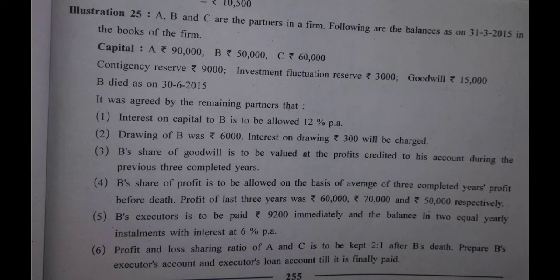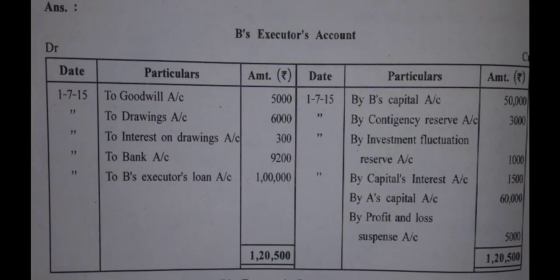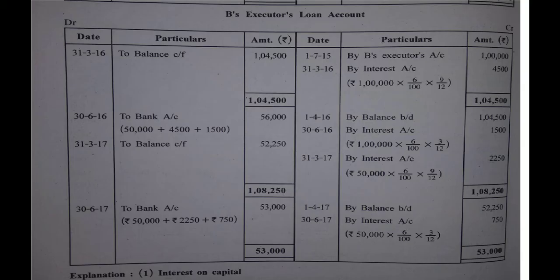9,200 paid immediately. Balance, which is 1 lakh, in 2 equal yearly installments with interest at 6% per annum. So the loan is of 1 lakh and you have to pay 6% interest. Okay? Here it is. Try to understand. First of all, make a few things clear in your mind. Please take your writing book and a pen.